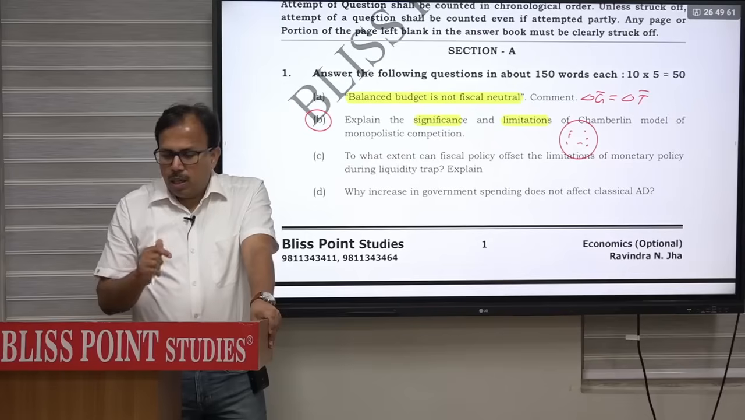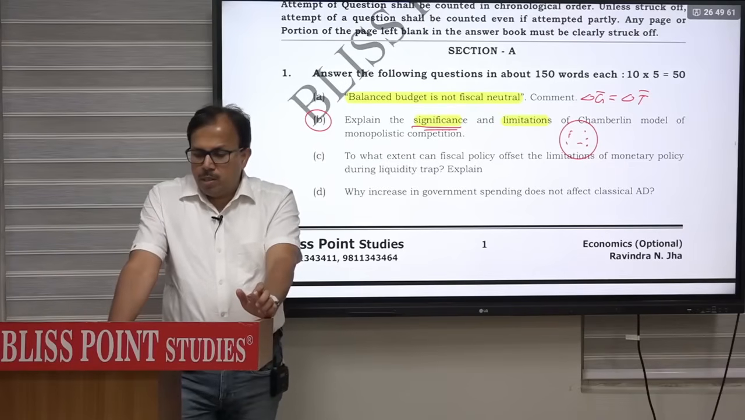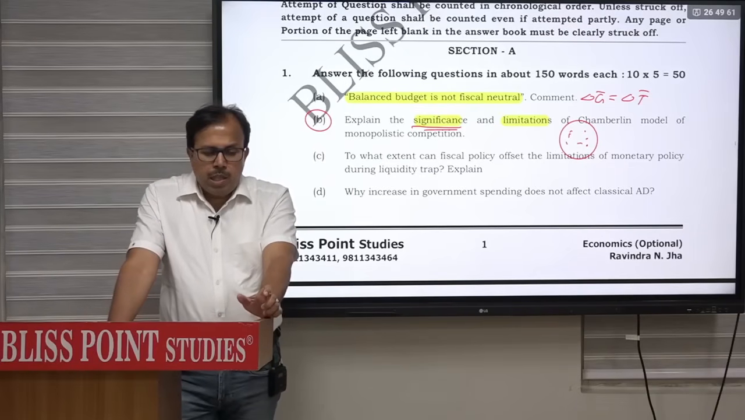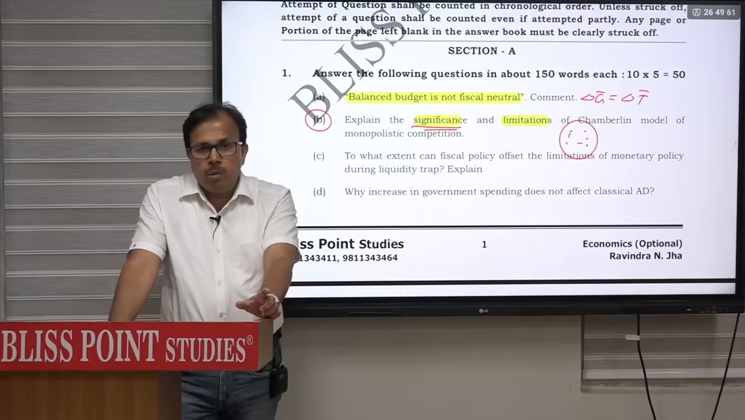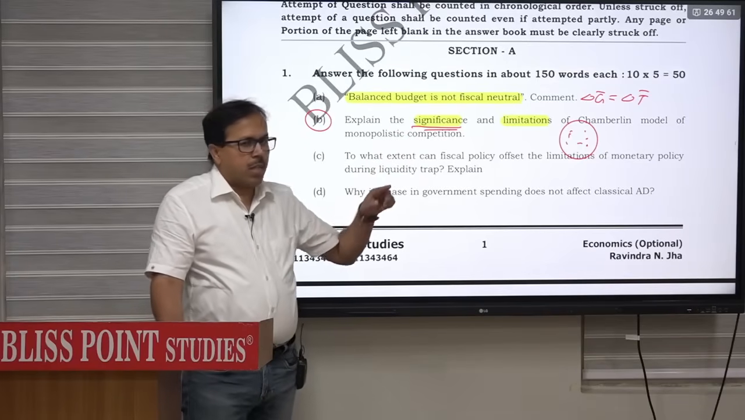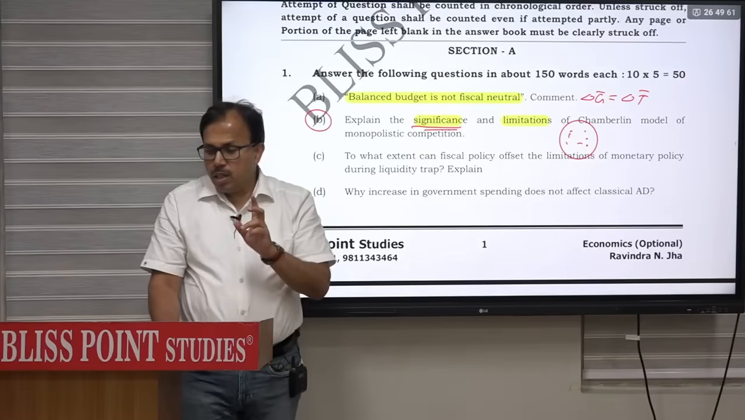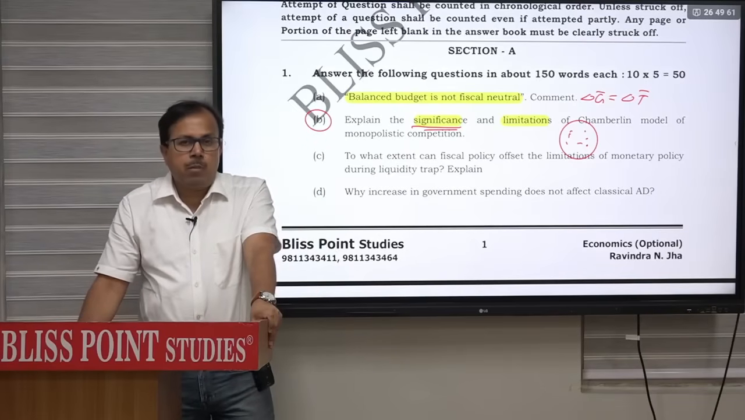So after stating that part, just highlight the significance. What is the significance of the Chamberlain model? Significance number 1 is that Chamberlain introduced the product differentiation concept, and therefore product differentiation and selling strategy are two important policy tools now. In micro we usually study price-output determination, but now we are discussing product differentiation as well as selling strategy. Another important significance was that Chamberlain introduced the concept of the proportional demand curve.